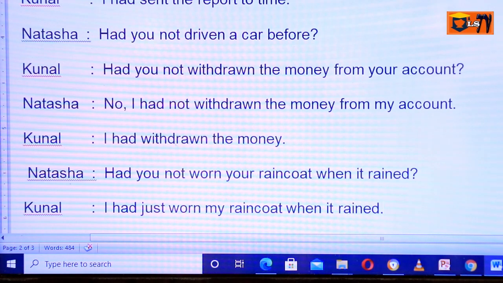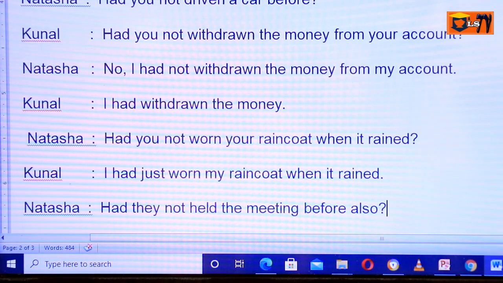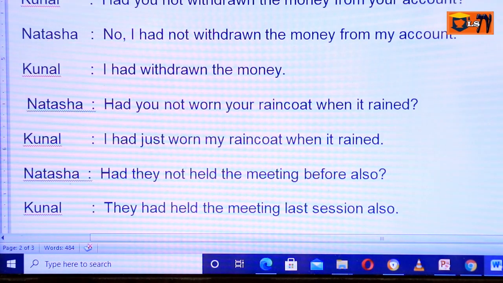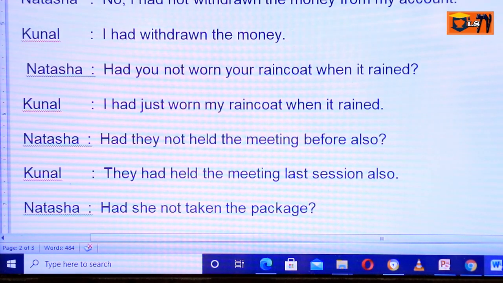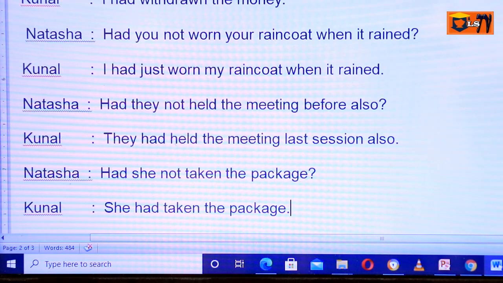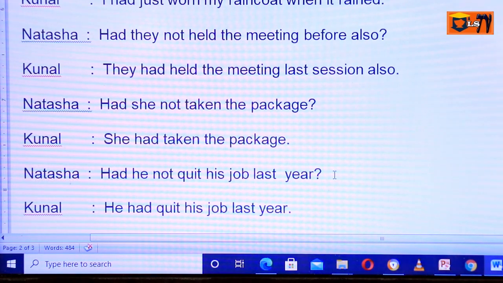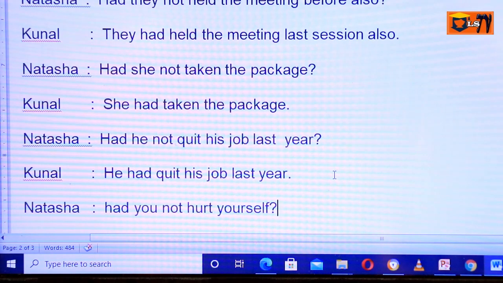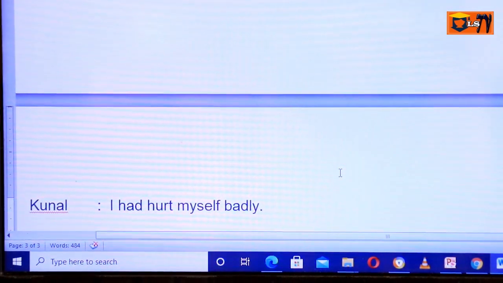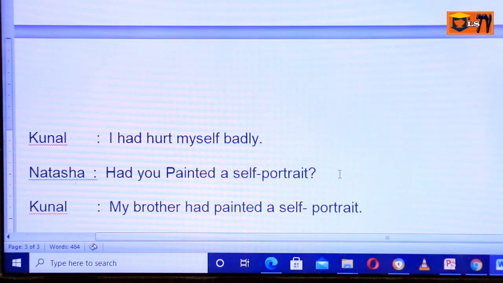Had you not worn my raincoat when it rained? I had just worn my raincoat when it rained. Had they not held the meeting before also? They had held a meeting last session also. Had she not taken the package? She had taken the package. Had he not quit his job last year? He had quit his job last year. Had you not hurt yourself? I had hurt myself badly.